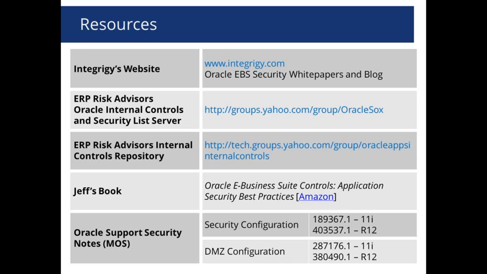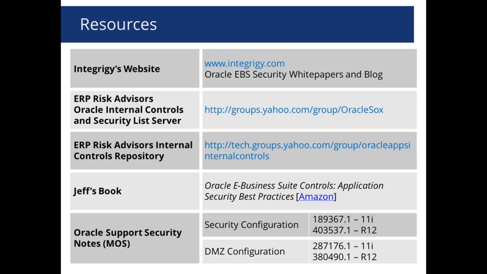My book is available on Amazon. And I think, Steve, there's the notes that I couldn't think of earlier, that R12 note, the 403.537.1, he notes those, and then he's got the notes on the DMZ configuration. Yeah, and the notes on the DMZ configuration are very important. We see a lot of people who are implementing iSupplier, iRecruitment, iStore. When we do reviews of those, it's very poorly done. Oracle has a lot of issues.